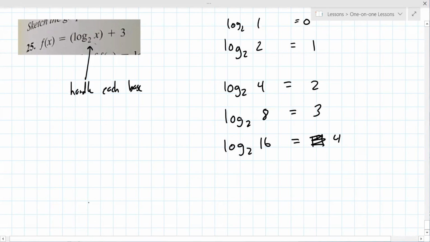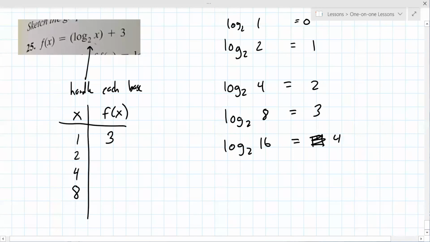So you have to make a table here, but you have to know which x values to try. In this case, I've given you 1, 2, 4, and 8, which are probably good enough. Log base 2 of 1 is 0, but then you add 3 to it, so this becomes 3. Log base 2 of 2 is 1, plus 3 is 4. Log base 2 of 4 is 2, 2 plus 3 is 5. And what would we do for 8?